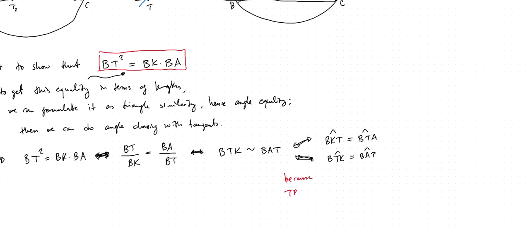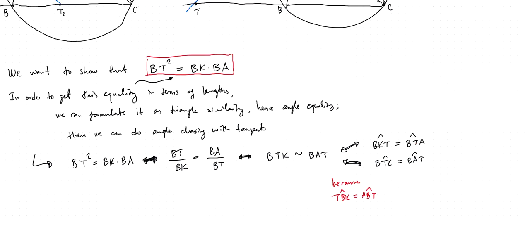Angle TBK is already equal to angle ABT, so this is a common angle B. If there is one more angle equality, then the triangles are automatically similar, and this ratio holds, and I get what I want. So now one of these is my target. Now I can start doing angle chasing with the goal that I want to prove one of these. I don't have to restrict myself to one of these, but it's good to think which one of these angle equalities could be easier to prove.